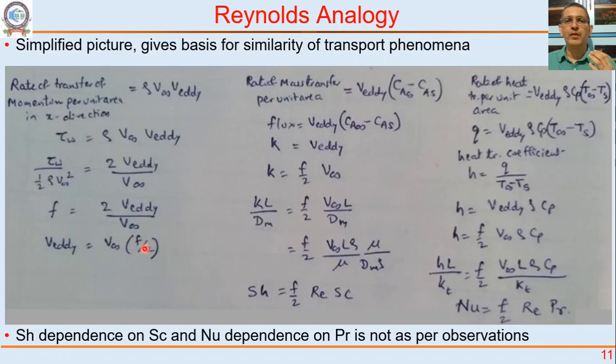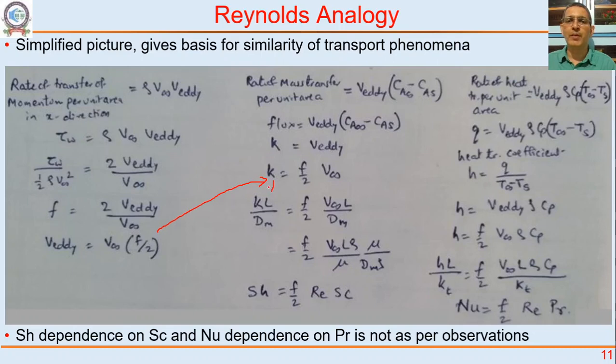Friction factor. Rate of mass transfer, if you want to write per unit area, is the concentration difference multiplied by the volumetric flow rate per unit area. That tells you rate of mass transfer per unit area. That's nothing but flux. So flux is nothing but V eddy multiplied by Ca infinity minus Cas. Flux divided by Ca infinity minus Cas is nothing but mass transfer coefficient. So mass transfer coefficient is same as the eddy velocity. Eddy velocity we can calculate from here. We can put that from here in terms of V infinity. We don't want to measure eddy velocity. We want to measure V infinity. We can measure friction factor, right? So K would be F by 2 V infinity.